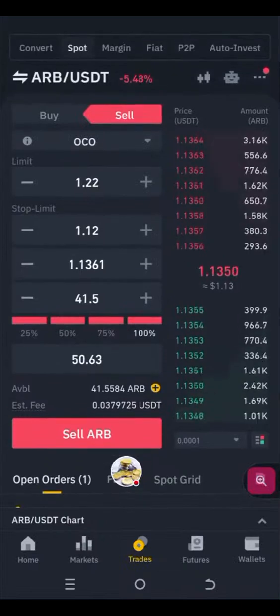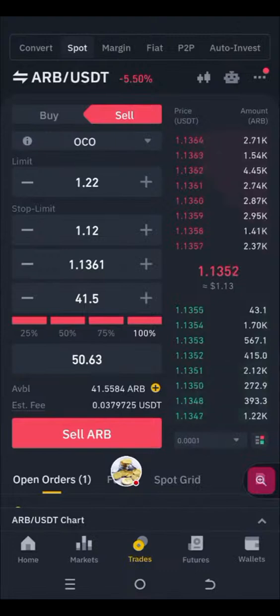If for any reason my price doesn't get to 1.22 and it goes low to 1.12, it's going to trigger, and then I lose that money, because I'm not going to get the amount I set it at. It will cancel it at my stop loss. It's not going to go up to OCO again. It's just going to cancel the trade, and I lose that money.